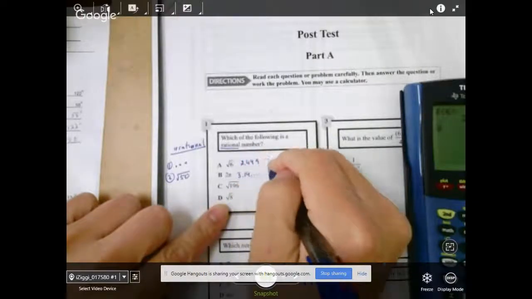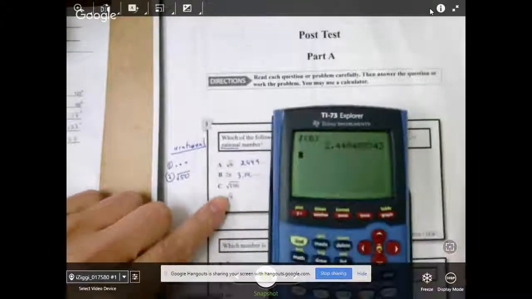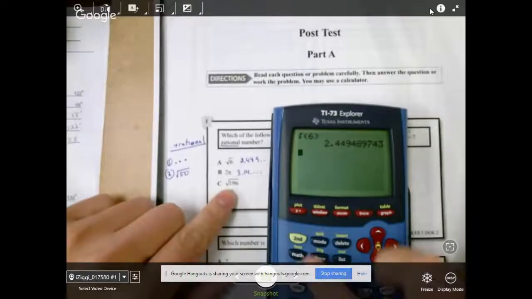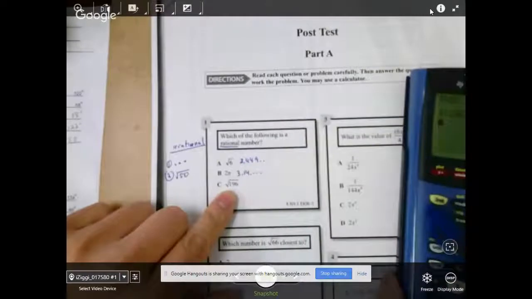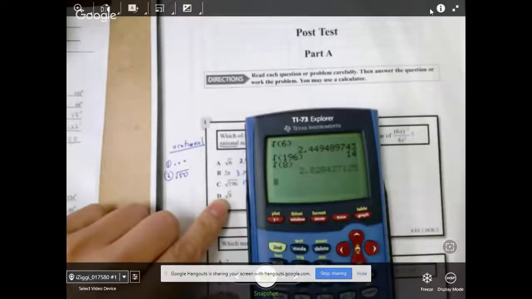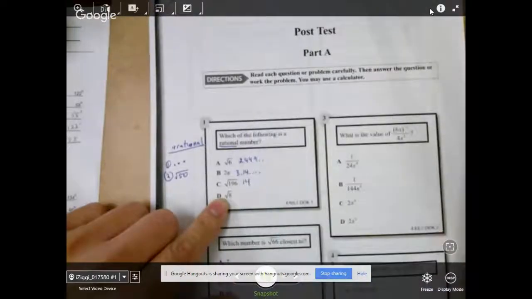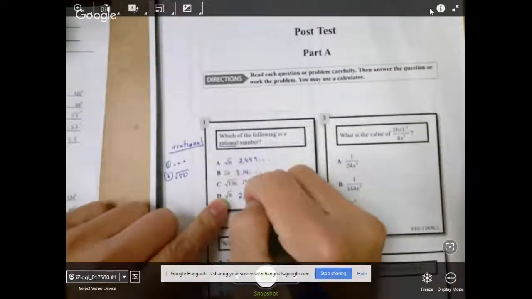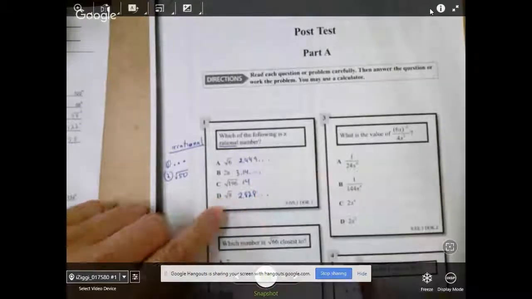Now the square root of 196, you take it and hey, it's 14. And then you take the square root of 8. That's not a perfect square. You get 2.828 dot, dot, dot. So the only one that's a rational number is going to be C.